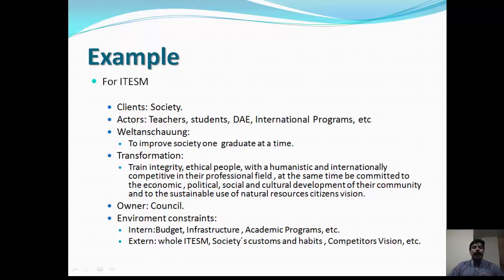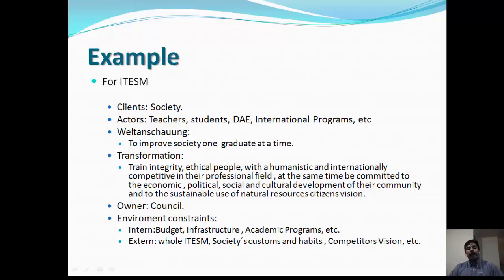I see that what Tecnológico de Monterrey seeks is to improve society one graduate at a time. The clients are society. I don't see students as clients. I see students as the main actors in these systems. Also, we, the teachers, the international programs, the administratives, the cultural part of Tecnológico, the facilities, etc. The owner of Tecnológico de Monterrey is the council.